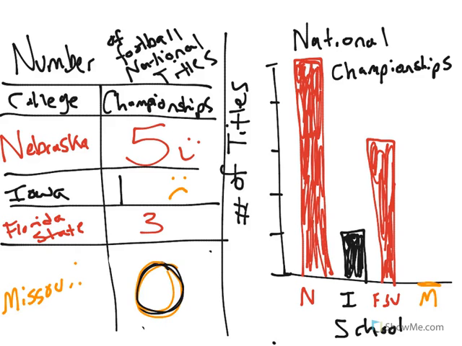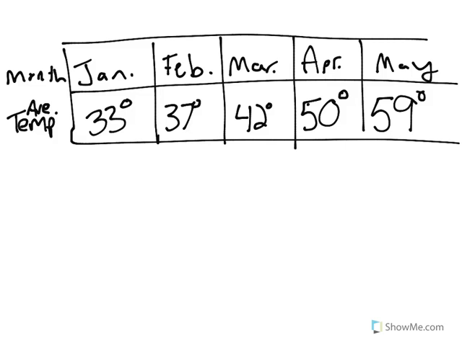Let's take a look at another chart of information. In this chart we have the months on the top, January, February, March, April, May, and we have average temperatures on the bottom, 33, 37, 42, 50, and 59. I want you to pause and think for a second about which way you should represent it. Pause, write down an answer.